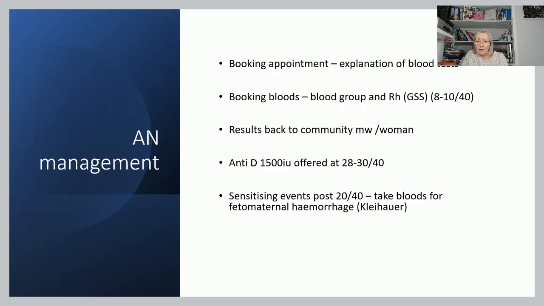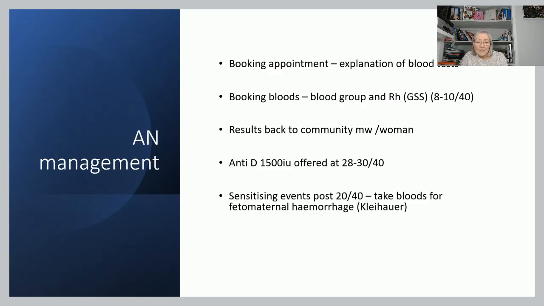Should she be Rh negative, then depending what the system is within your own hospital, the doctors will prescribe a prophylactic dose of anti-D. Usually it's about 1,500 international units, and that will be offered to the woman at between 28 and 30 weeks of gestation. And before they give it, they will also take some blood. So they will check again to see if there has been any issues prior to her having that anti-D prophylaxis.